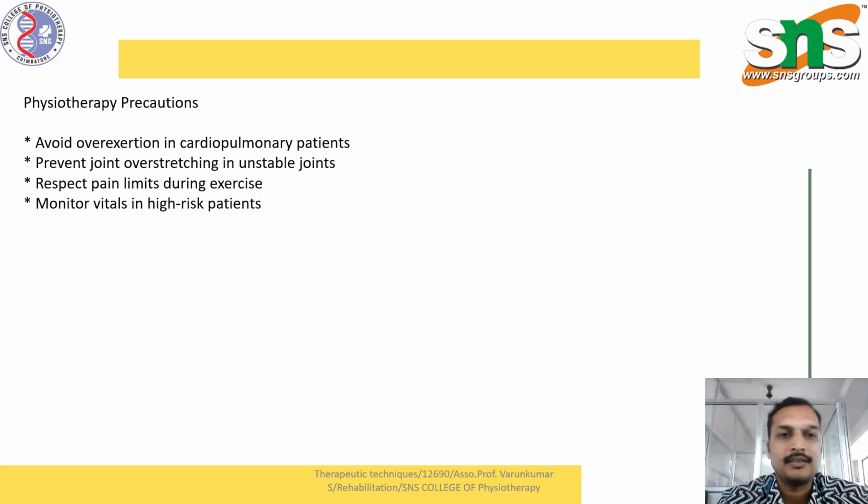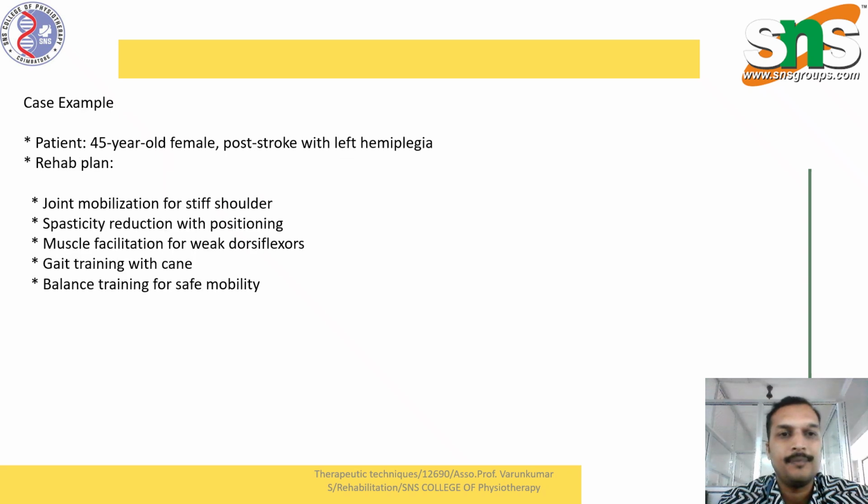In physiotherapy precautions, avoid overexertion in cardiopulmonary patients, prevent joint overstretching in unstable joints, respect pain limits during exercise, and monitor vitals in high risk patients. For a case example, a 45-year-old female patient, post-stroke with left hemiplegia. For that, we have to give a rehab plan like joint mobilization for the stiff shoulder, spasticity reduction with positioning, muscle facilitation for weak dorsiflexors, gait training with a cane, and balance training for safe mobility.